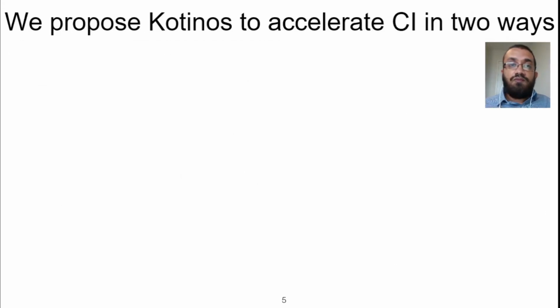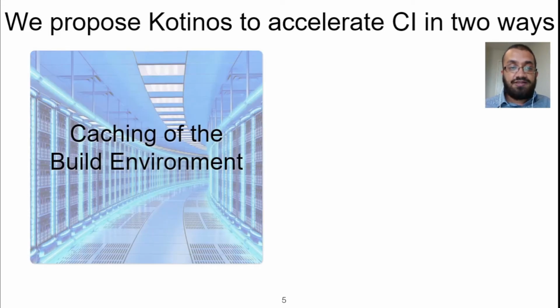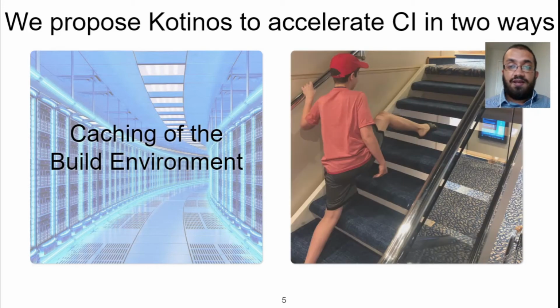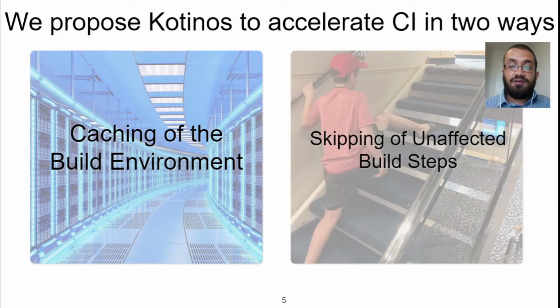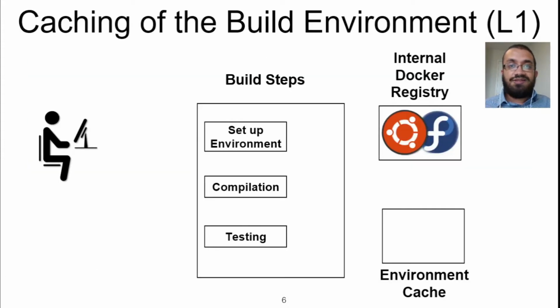Therefore, we propose Kotinos to accelerate CI without having to replace existing build tools. Kotinos accelerates CI in two ways. First, caching of the build environment, and then skipping of unaffected build steps. Kotinos does all this while being language and build tool agnostic. Now let's see how the first approach, caching of the build environment, works.